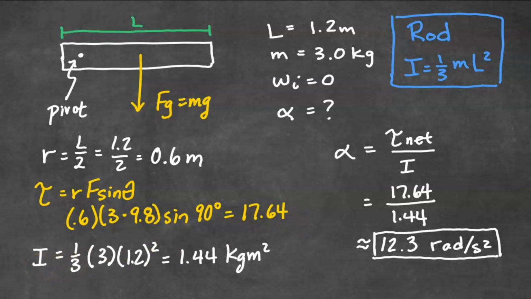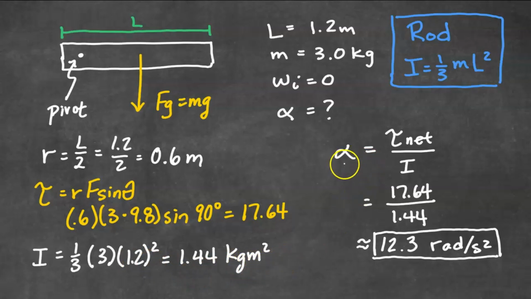For the rotational inertia, we're going to use this equation, which is given. You don't have to remember this for AP Physics 1, as 1 over 3 ml squared. So using that equation, we calculate that the rotational inertia is 1.44 kilogram meter squared.